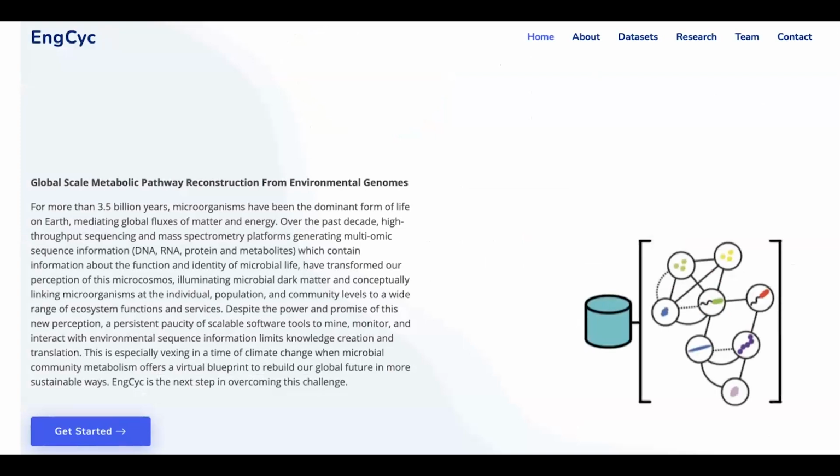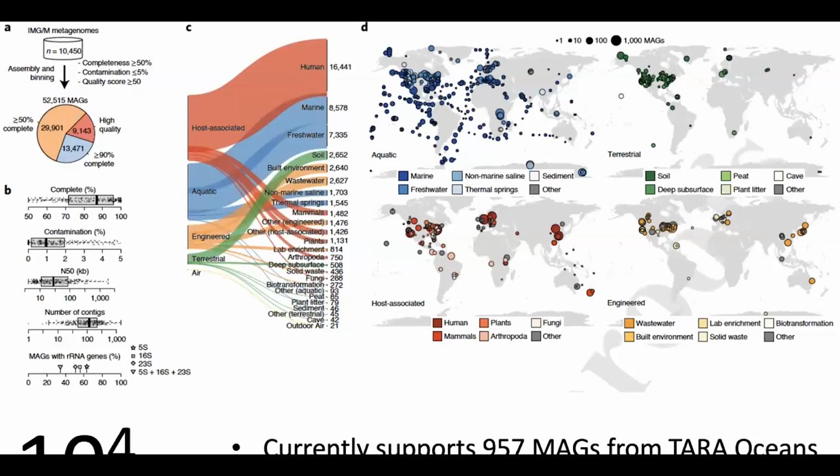This is alive, it exists, it's just not full yet. We need more people to work with. We've started with the metagenome assembled genomes from the JGI GEM study, and we're building pathway genome databases for those environments and MAGs.